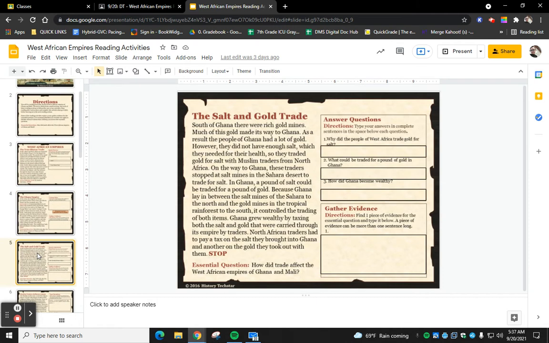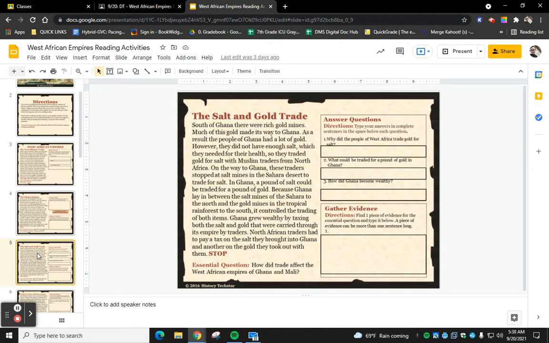All right, now we're switching it up again. The salt and gold trade. South of Ghana, there were rich gold mines. Much of this gold made its way to Ghana. As a result, the people of Ghana had a lot of gold, but they didn't have enough salt, which they needed for their health. So they traded gold for salt with Muslim traders from North Africa. On the way to Ghana, these traders stopped at salt mines in the Sahara Desert to trade for salt. In Ghana, a pound of salt could be traded for a pound of gold.